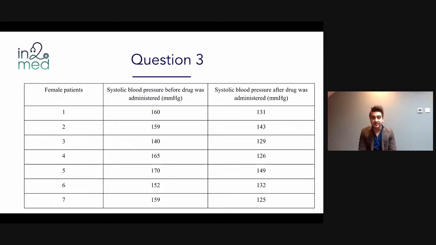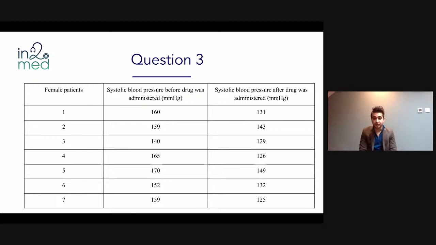Describing the general trends, you can see that for each of the patients, the blood pressure was higher before the drug was given than after. And I think that's consistent for all the patients. In particular, the patient with the highest blood pressure before was patient 5, who had 170, but after it shows that the blood pressure was reduced to 149, which is a decrease of 21.